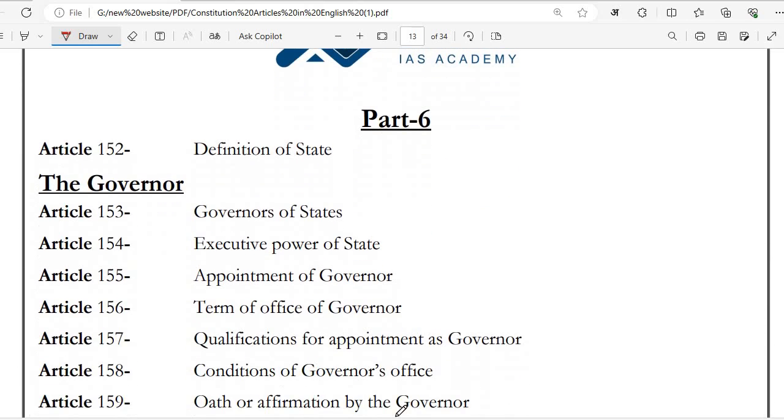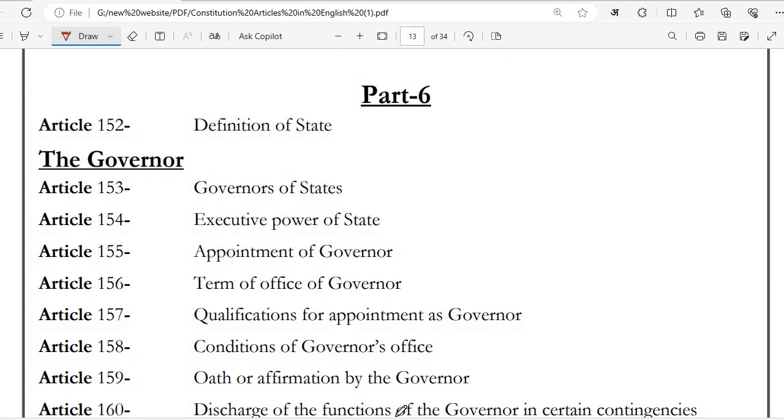Part 6 from Article 152, definition of states. Simply the term states has been mentioned. First of all, Governor. Article 153, Governor of states. A person may be a governor of one state or more than one state. So by the 7th Amendment Act 1956, a person may be a governor of more than one state. And the governor of Punjab is always the administrator of Chandigarh too.